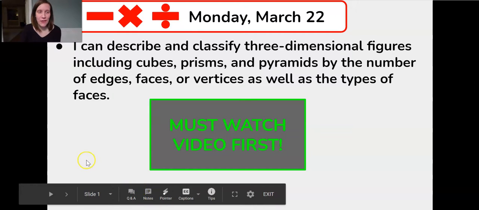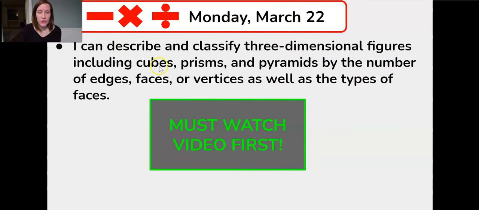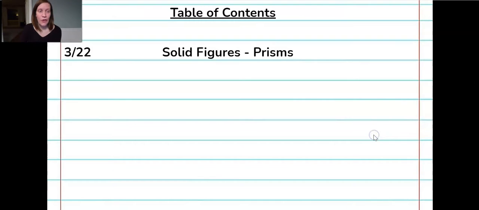Hi, fifth graders. Today we are starting our geometry unit, and we are going to start with 3D shapes. So we are going to be looking this week at three-dimensional figures like cubes, prisms, and pyramids. And we're going to describe and classify them by the number of edges, bases, and vertices, as well as the types of faces. So right now, go ahead and get out your math notebook and make sure that you put 322, today's date, and solid figures prisms, because today we are going to focus on prisms.